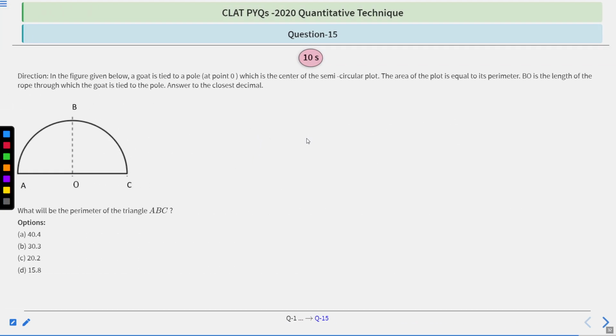And this will be the last question from our side for this lecture. In the direction, a figure of a semicircular plot is given to you, as you can see. O is the center of this semicircular plot. The area of this plot is equal to its perimeter. Now the main question: what will be the perimeter of the triangle ABC? Options: 40.4, 30.3, 20.2, 15.8. You will have 10 seconds to try this question. After 10 seconds, we'll move towards its correct option and its explanation. So your time starts now.